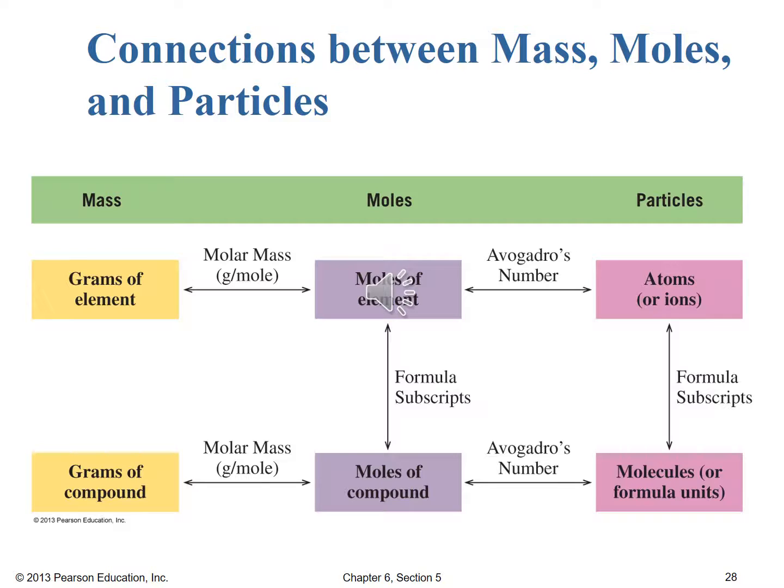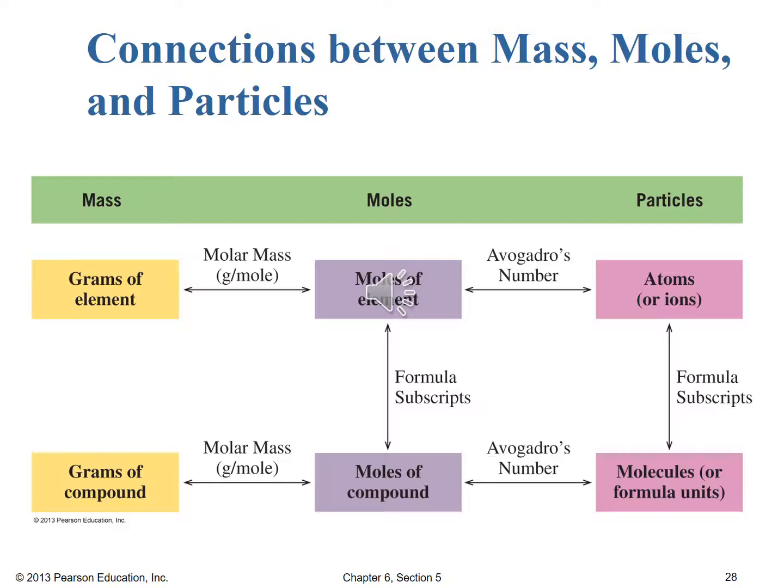From molecules or formula units, we can use Avogadro's number to get to moles of the compound. And finally, once we have moles of compound, we can interconvert between grams of compound and moles of compound by use of the molar mass. So we've got a lot now that we can do from these seemingly distinct ideas.